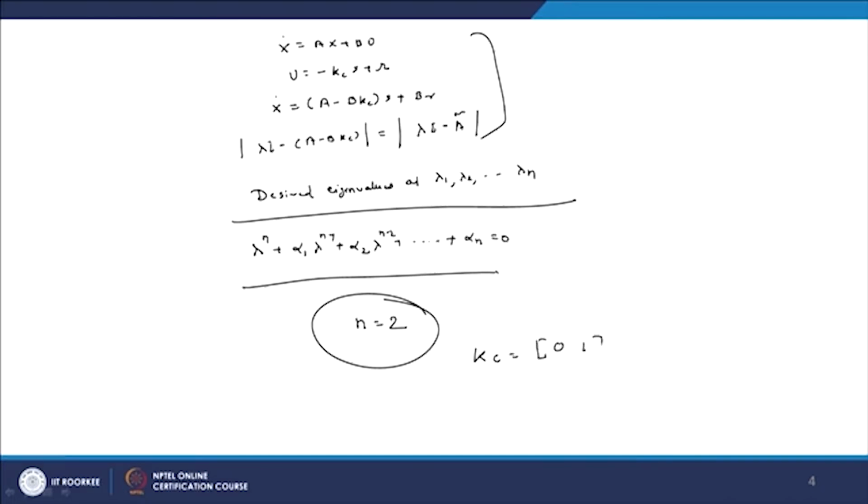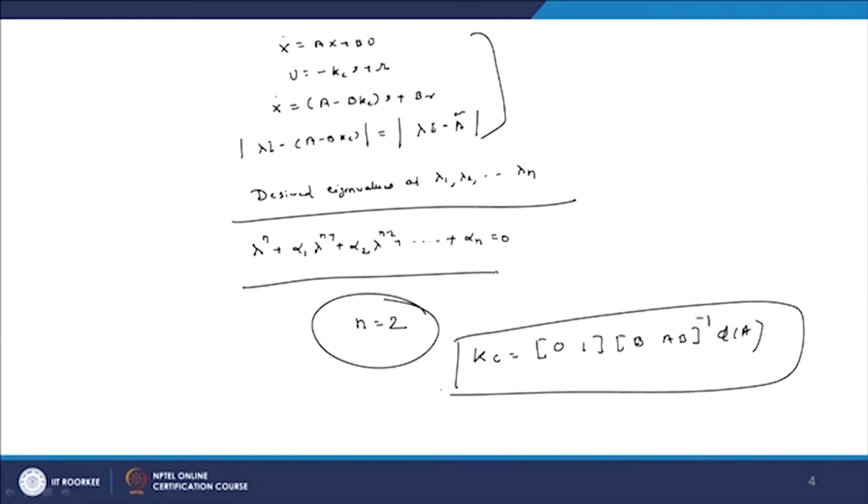Kc equals 0 1 times B, AB inverse, into phi of A. This is to be determined. Now according to the Cayley-Hamilton theorem, what we can write is this phi of A equal to A bar square plus alpha 1 into A bar plus alpha 2 into I.